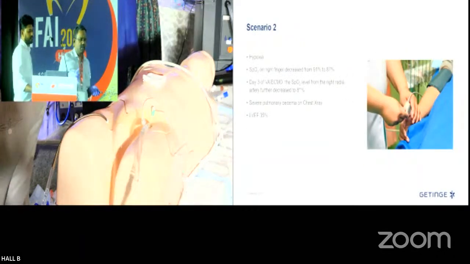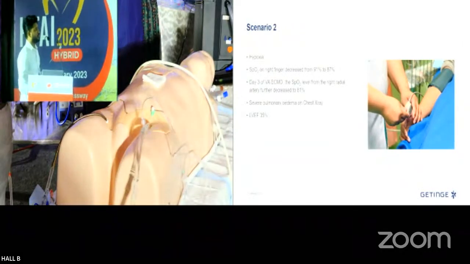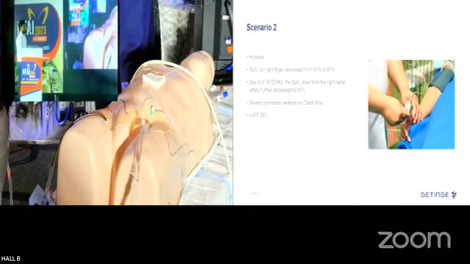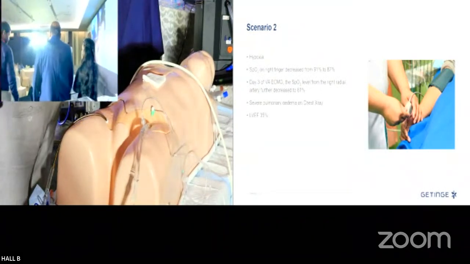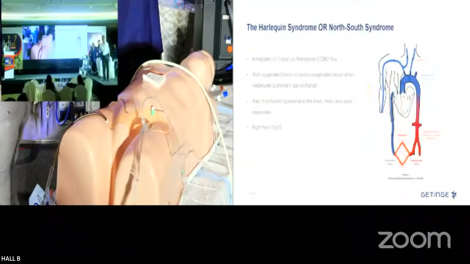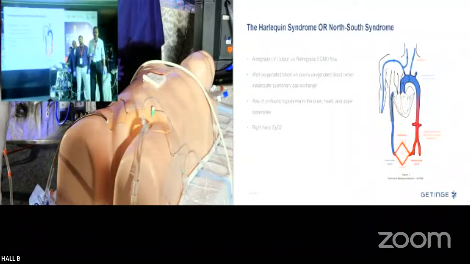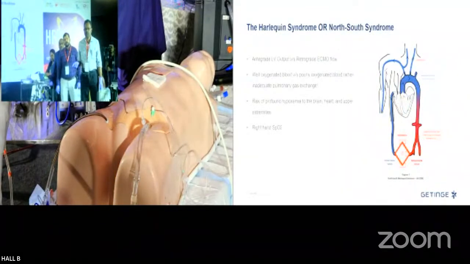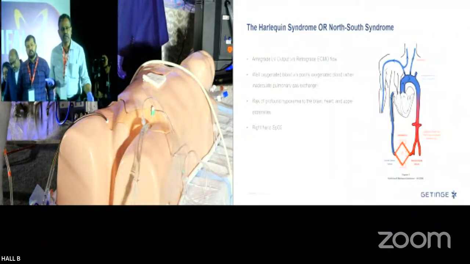So when you see a saturation of say 70 or 80, then you have to suspect Harlequin. Another possibility is the pump oxygenator. Other things can fail, like oxygen saturation or FiO2 out on the ECMO can be low, or there may be some problem in the post membrane. So better to do the post membrane gas or monitor the saturation in the left upper limb.